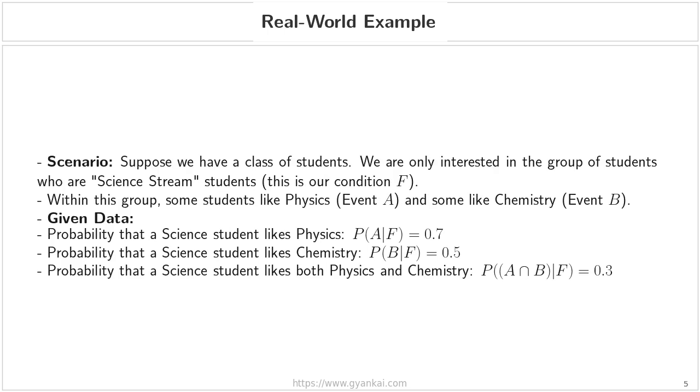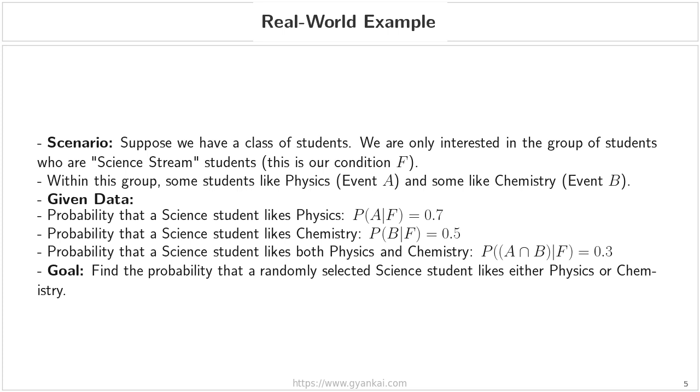Let's look at the data we have been given. First, the probability that a science student likes physics, which is the probability of A given F, is 0.7. Second, the probability that a science student likes chemistry, or the probability of B given F, is 0.5. Finally, we are told that the probability of a science student liking both physics and chemistry, that is, the probability of the intersection of A and B, given F, is 0.3.